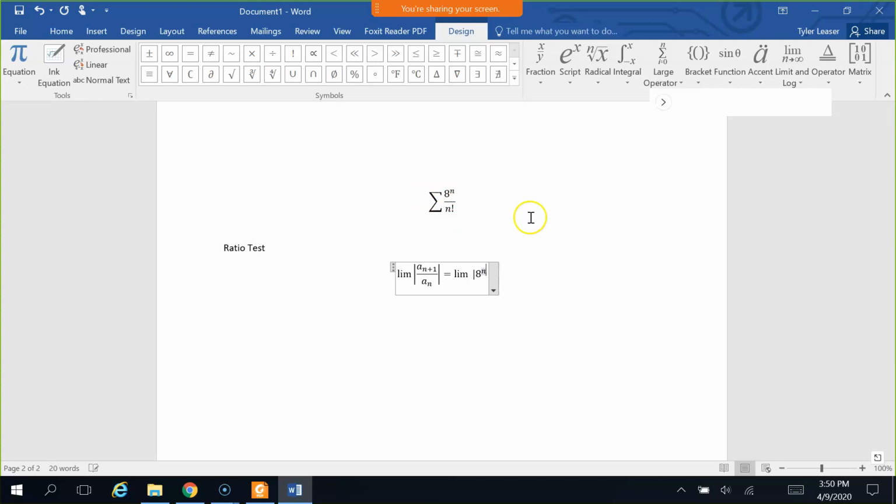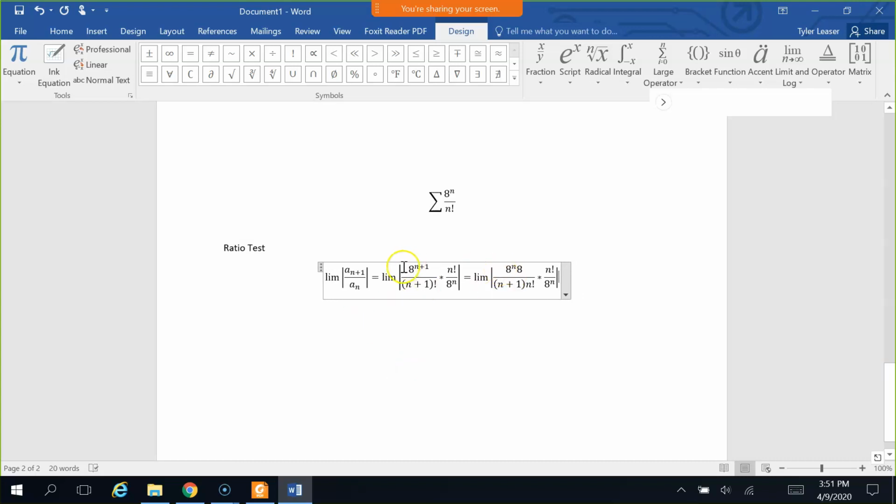So 8 to the n plus 1 divided by n plus 1 factorial, multiplied by the reciprocal of the nth term, which would be n factorial divided by 8 to the n. So I would write it like that. And then there are some tricks to this one, and the tricks all have to do with the exponent rule and the factorial definition that we have. So this 8 to the n plus 1, I would rewrite as 8 to the n just times 8. This n plus 1 factorial, I would rewrite as n plus 1 times n factorial. The other fraction I would just leave alone.